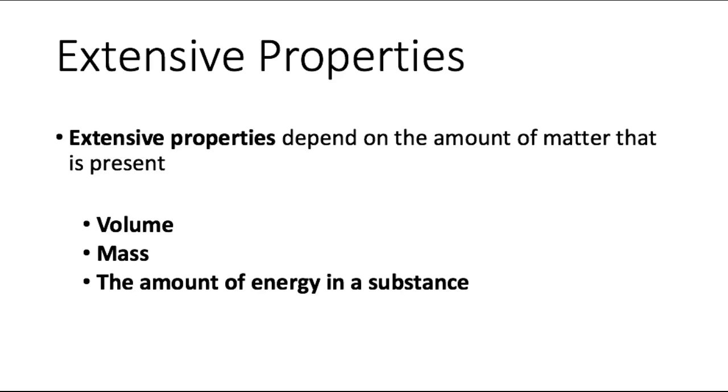One is extensive properties. Extensive properties depend on the amount of matter that is present. So let's say, for example, you pick up a rock. An extensive property of that rock would be the mass, because the mass will change depending on the size of the rock. Or the volume is also an extensive property because the amount of space that the rock takes up changes depending on the size of the rock that you pick up. Another extensive property is the amount of energy that is in a substance.